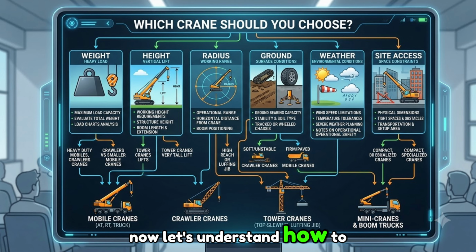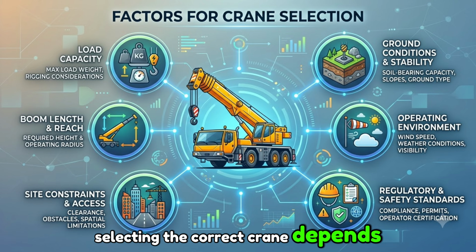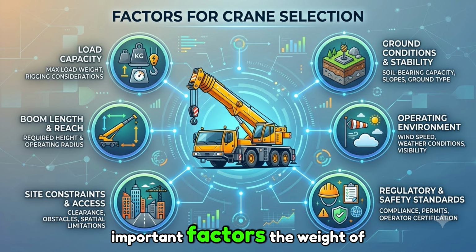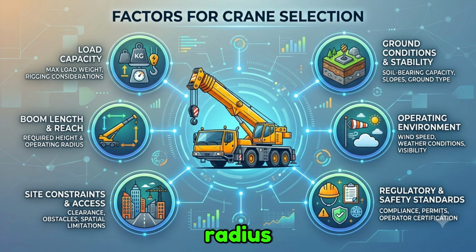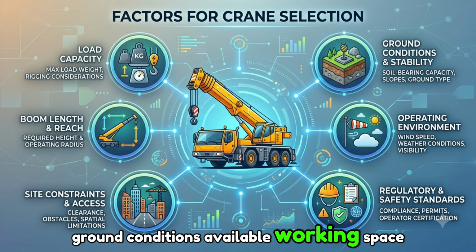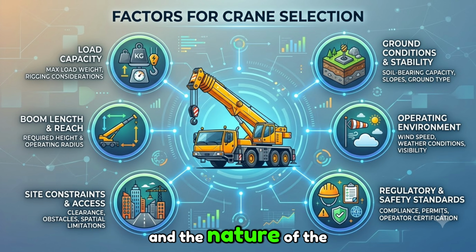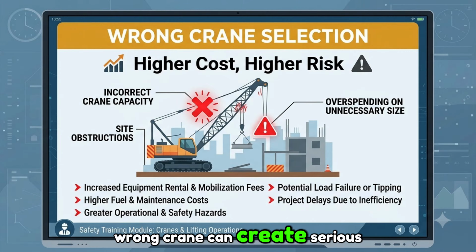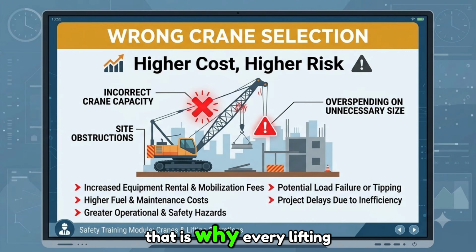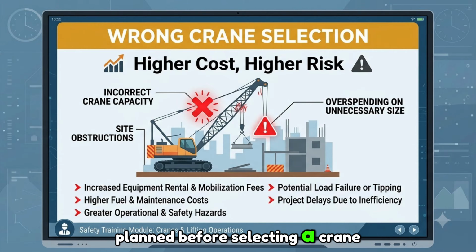Now let's understand how to choose the right crane. Selecting the correct crane depends on several important factors: the weight of the load, the lifting height, the lifting radius, ground conditions, available working space, weather conditions, site access, and the nature of the lifting operation. Choosing the wrong crane can create serious safety risks and increase project cost. That is why every lifting operation should be properly planned before selecting a crane.